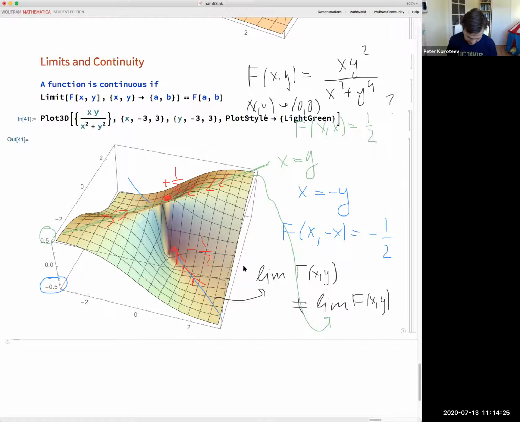So you see, say you only move along this line, x equals y, and you approach the origin 0, 0. This way you approach the value 1/2, right? Because if you plug in x equals y in this formula, you'll get 1/2 for all values of x and y.